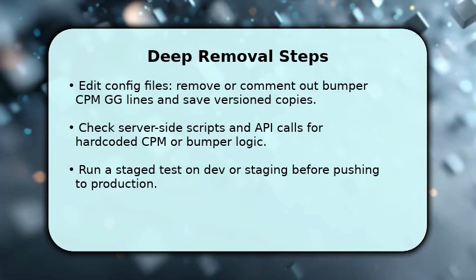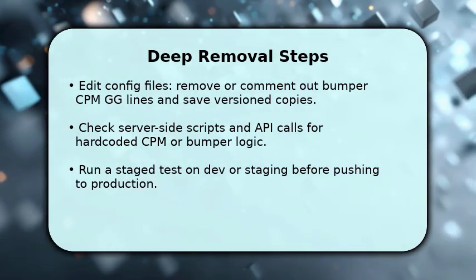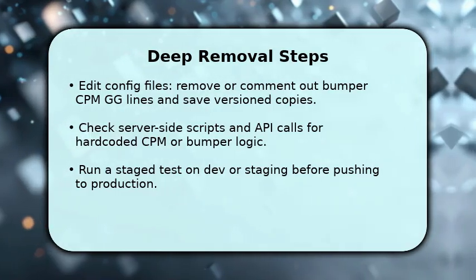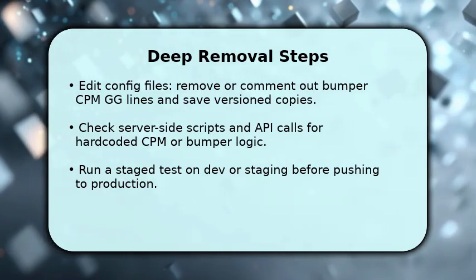Now, remove the bumper code paths or settings at their source. Edit config files and server scripts where the CPM or bumper is enforced. Replace hard-coded values with environment variables or default fallbacks, and remove any triggering rules.